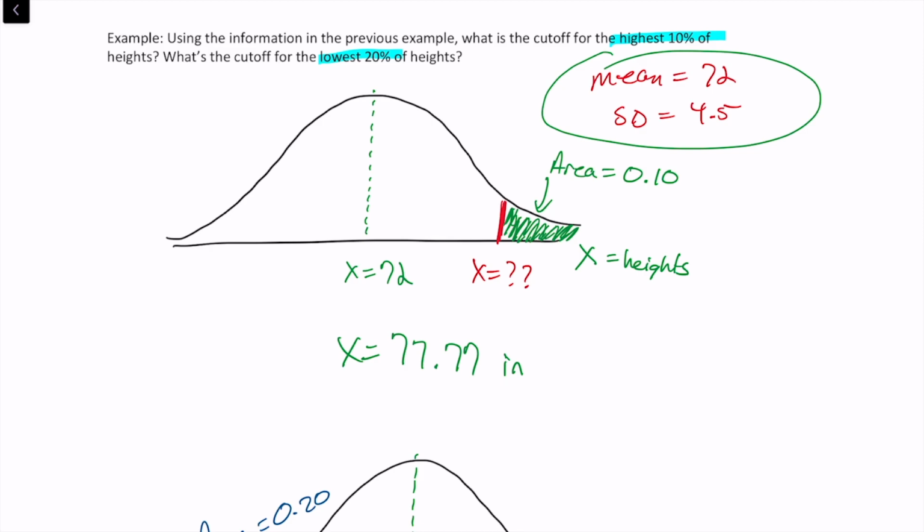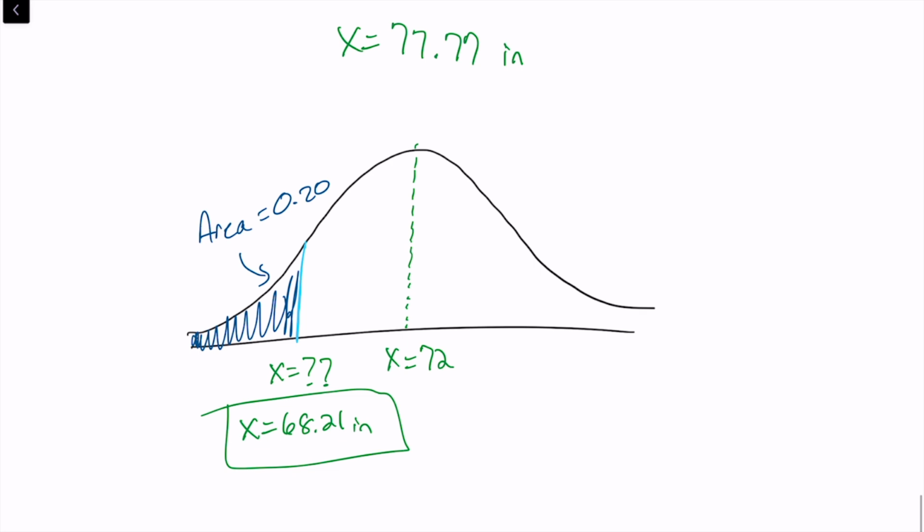So anyways, I hope that helps you guys understand how we can use StatCrunch to find probabilities and also how we can go backwards and find the X values or the Z-score whenever we know the area or the probability instead. All right, look forward to seeing you guys in the next video.